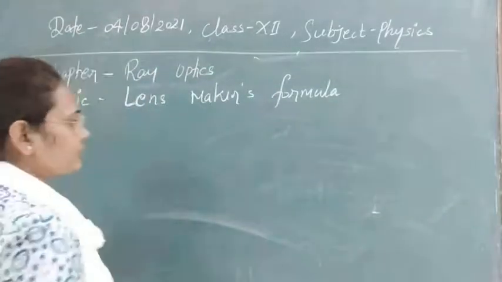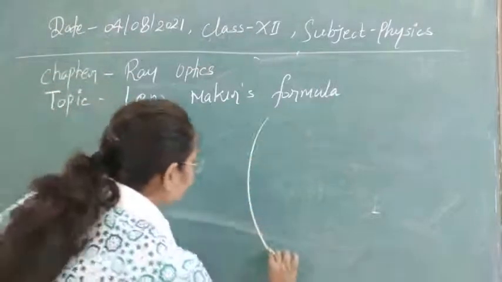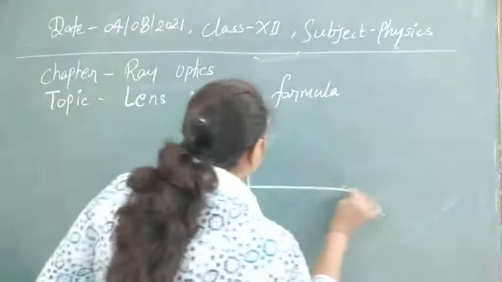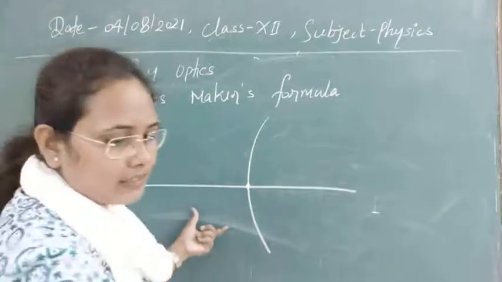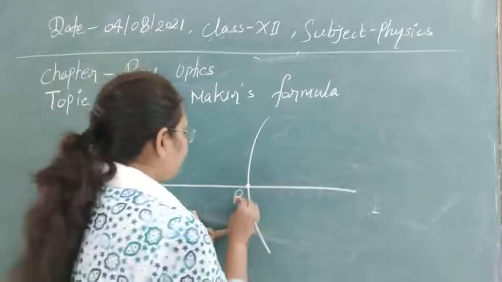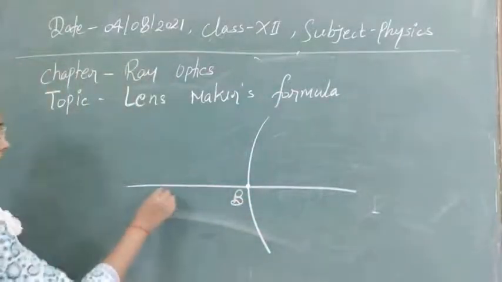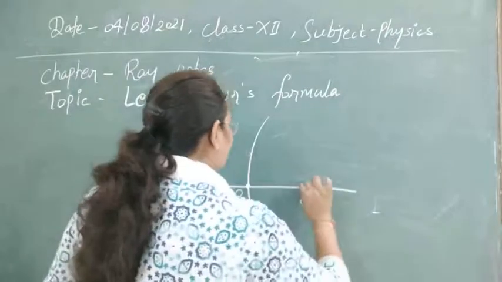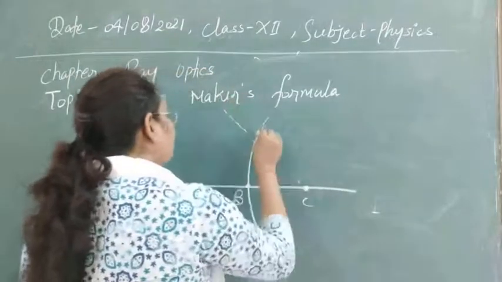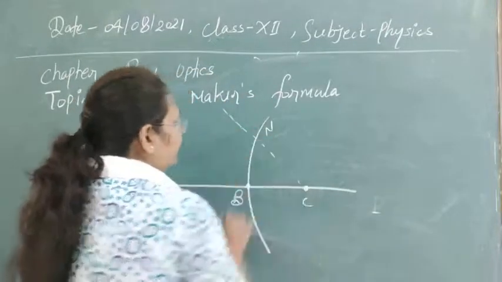Let's see for the first one. The first refracting surface is this one. If we draw the principal axis, this is the optical center, which I am going to write as B, and now we have an object O here. This is the center of curvature C. Then here a normal we can draw. So this is the normal CN that is drawn on this.